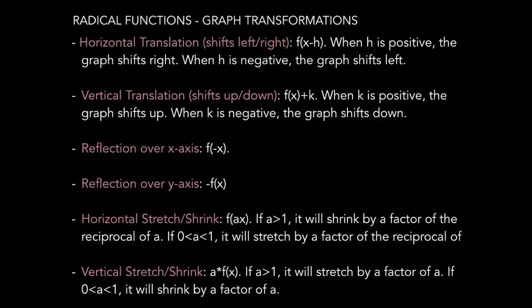For vertical translations, the function f of x plus k is used when k is not equal to 0. When k is less than 0, the graph is shifted down. When k is greater than 0, the graph is shifted up.